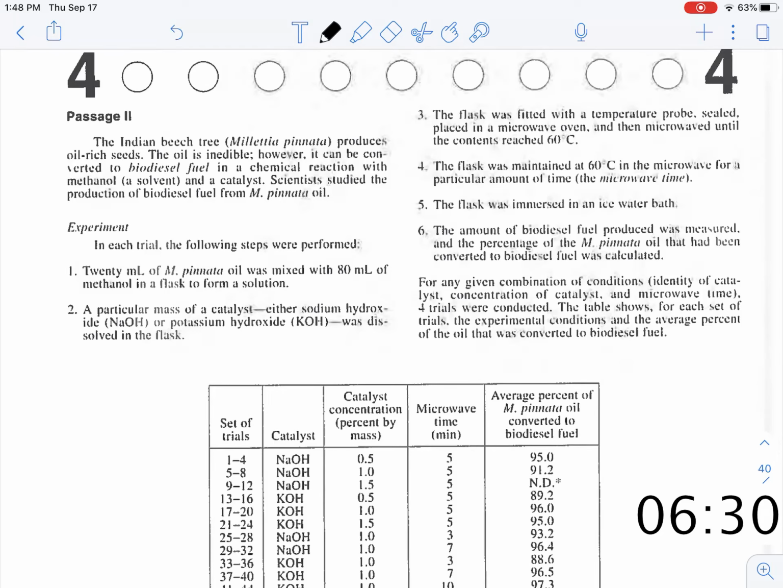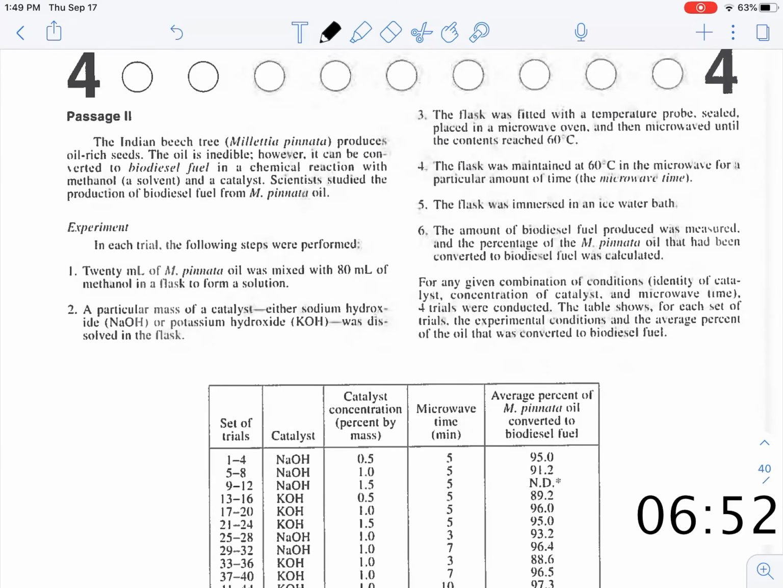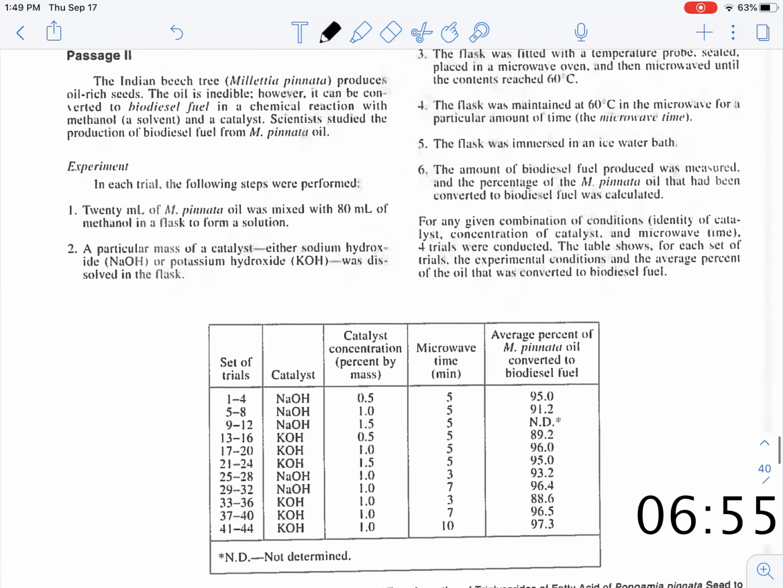Indian beech tree produces oil rich seed. I'm gonna stop talking. Okay, that's so loud. The oil is inevitable, however. Scientists study them. Great. Okay. 20 milliliters is. I'm not even gonna read that.